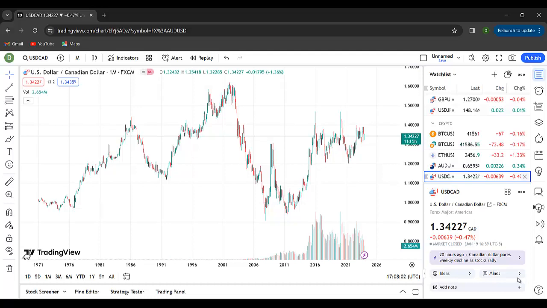So, I'm starting from the monthly time frame, and I think it's pretty clear. What I can see is we had an uptrend and then a pullback and continuity, and then a downtrend, a pullback, continuity, and then a break of structure, right?